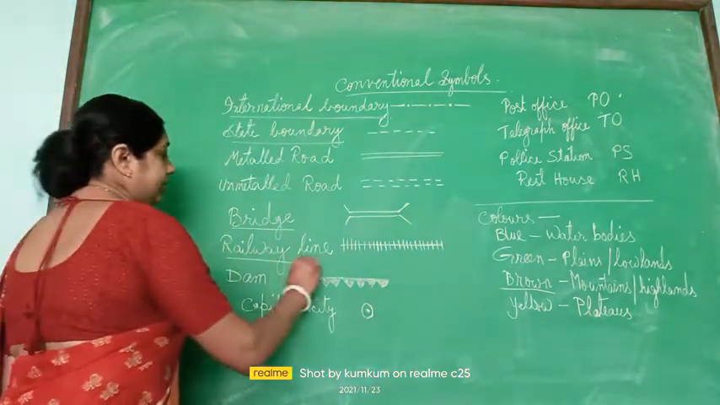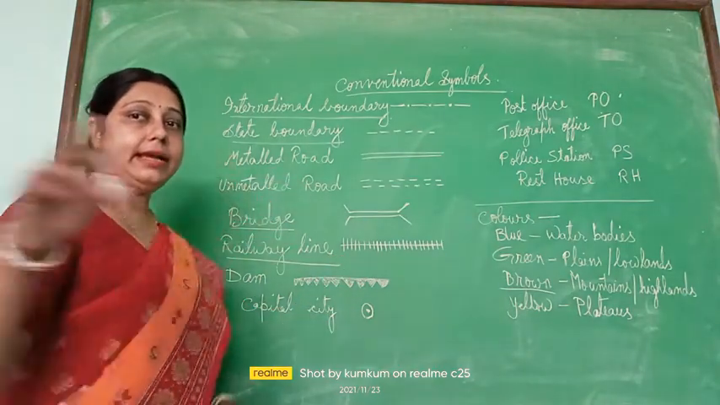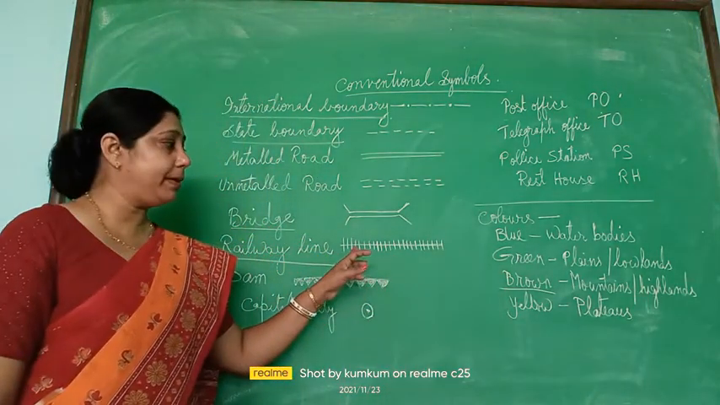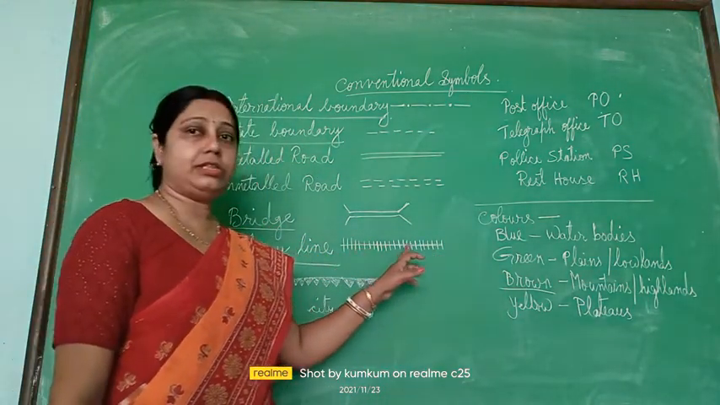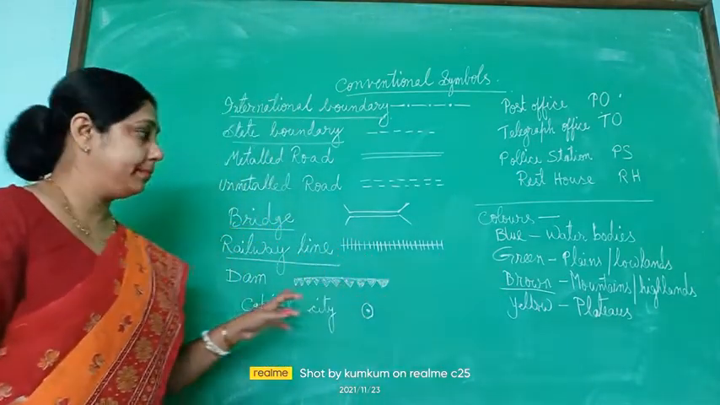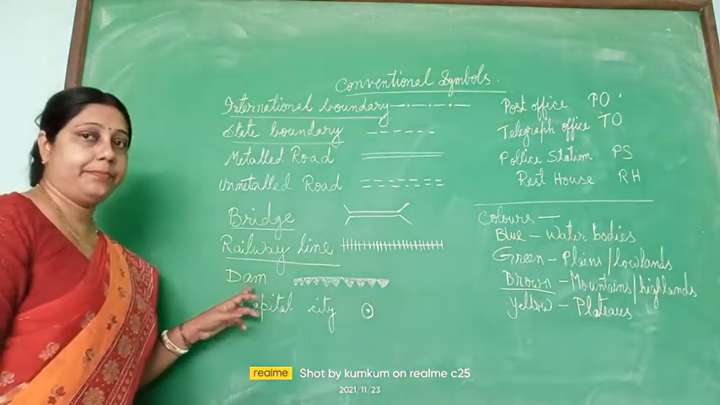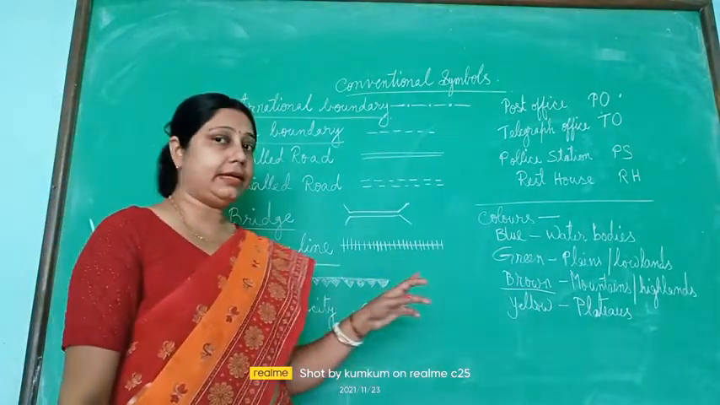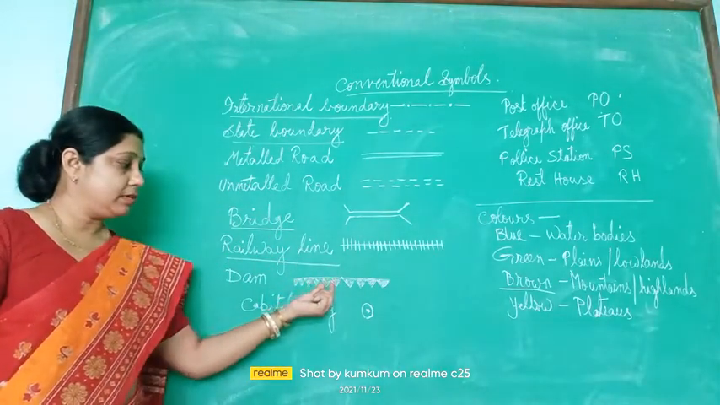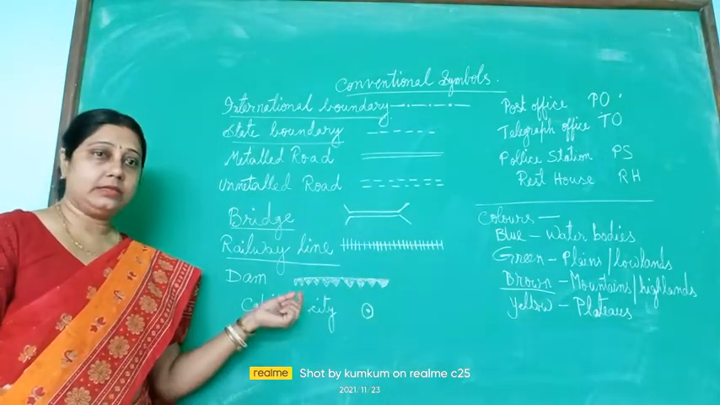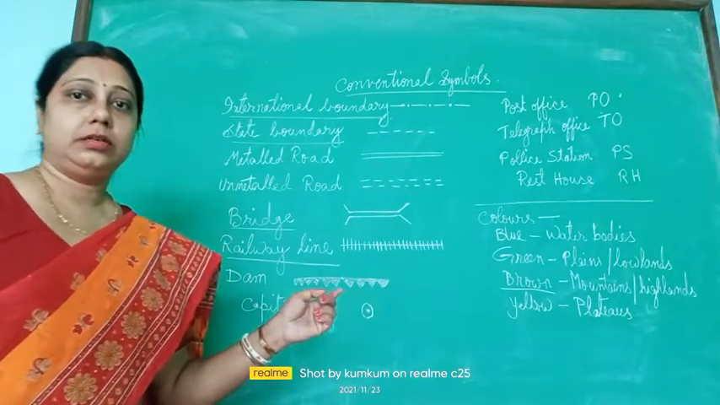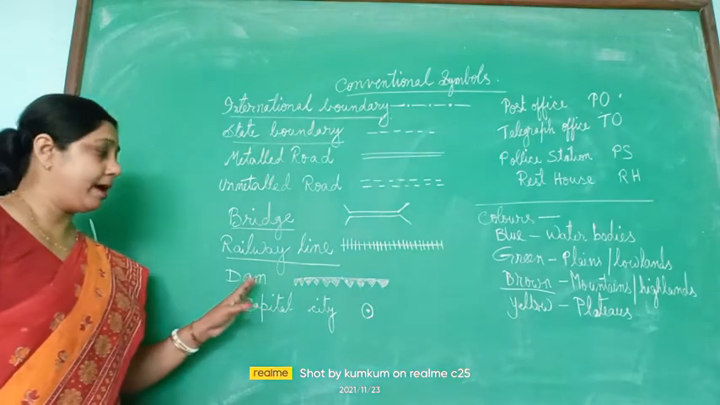Next comes the railway line. Draw a straight line and just in between you draw some small perpendicular lines, closer to each other. So it will depict the railway line. Next comes the dam. For a dam, also draw a straight line and below it you draw some V shapes or opposite triangles, and then you color it. Then it will depict the dam.